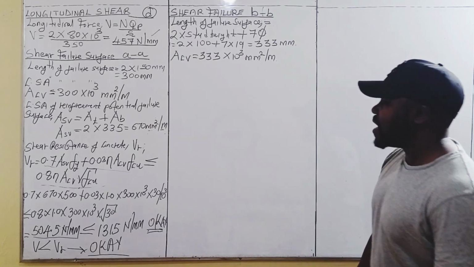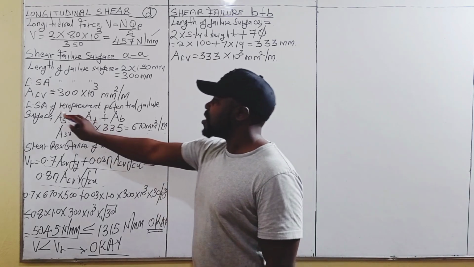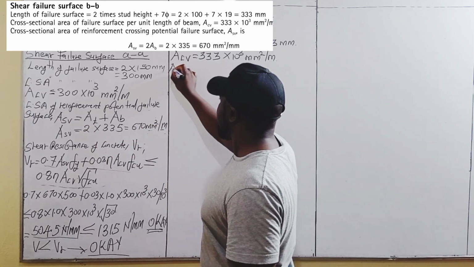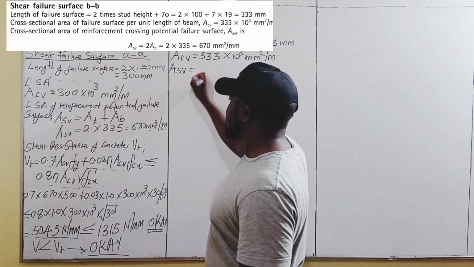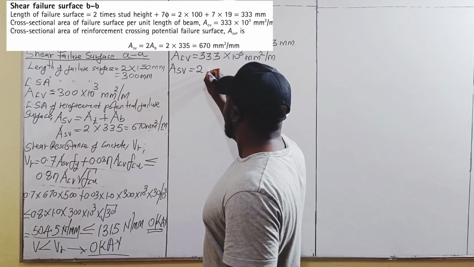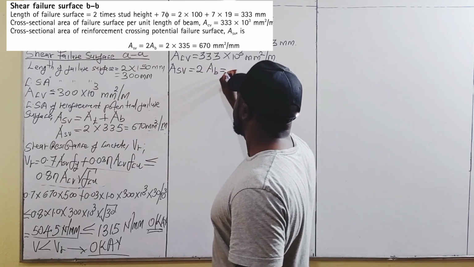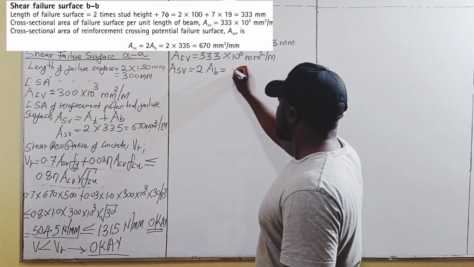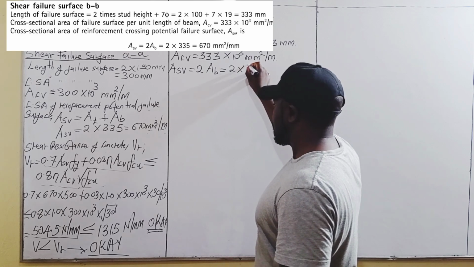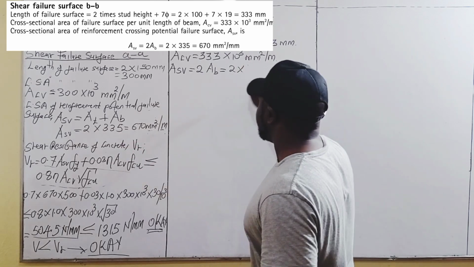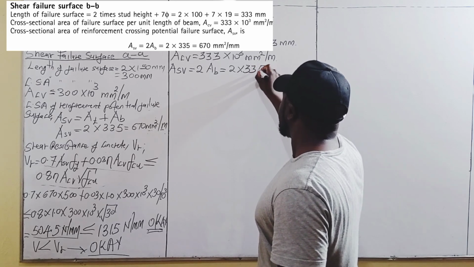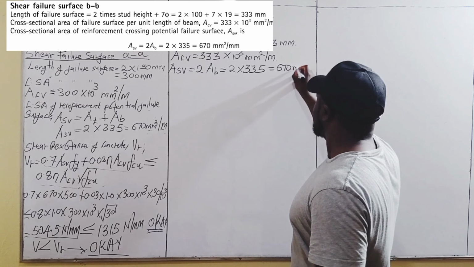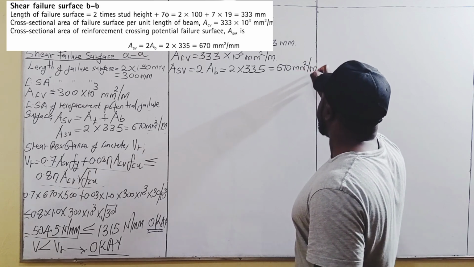Then from there we go to cross-sectional area of reinforcement potential failure surface, that is ASV. And in this case, ASV will be given by twice the area of the bolt. And this is going to be 2 times the area of the bolt, which is 335 square millimeters. And this is going to give us 670 square millimeters per meter.